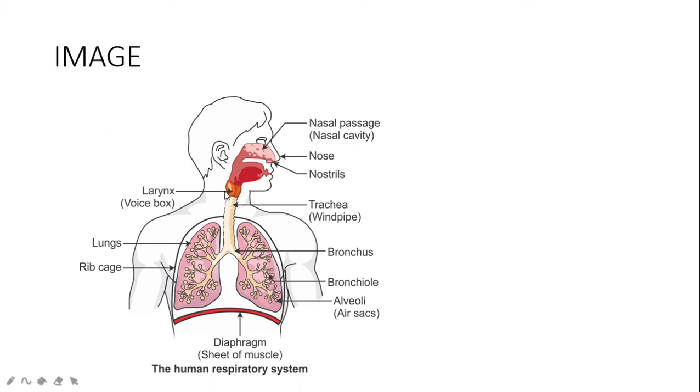And below this is the larynx. Larynx is also called the voice box. After that trachea, and after that bronchus, then bronchiole, then alveoli. This is the lung, this is the rib cage. And this is the diaphragm, that is a sheet of muscle. This is the human respiratory system.